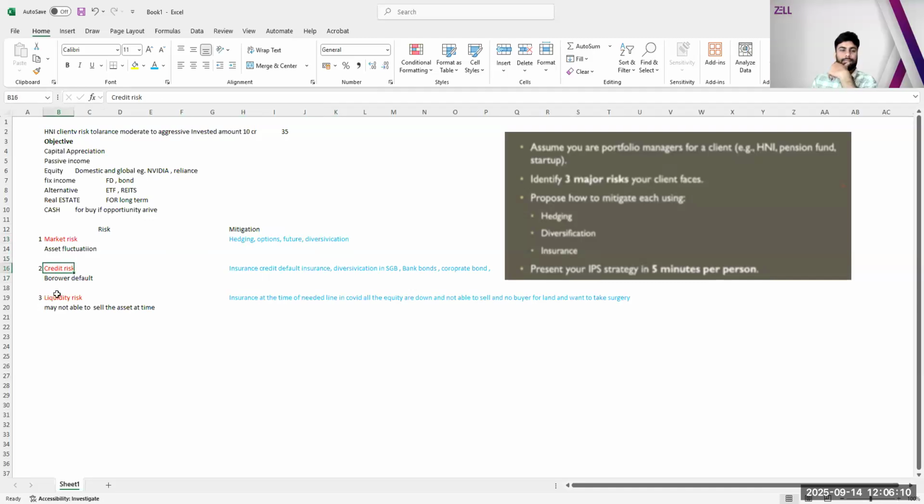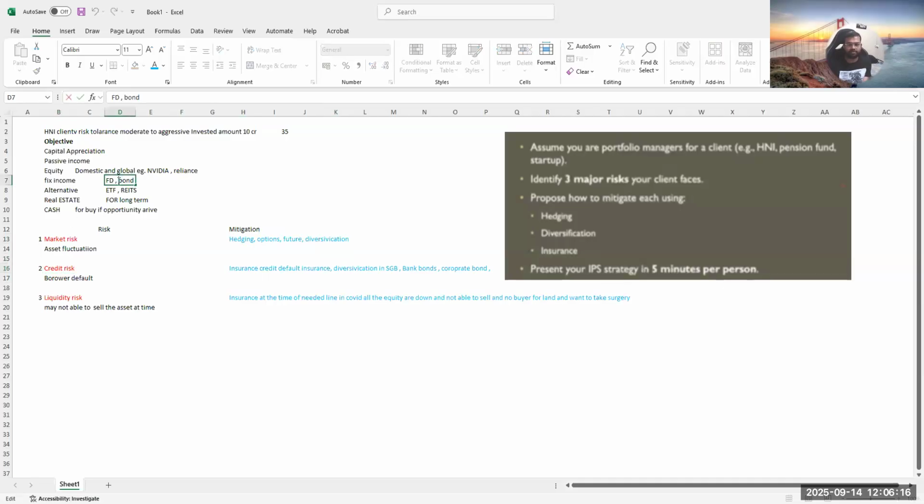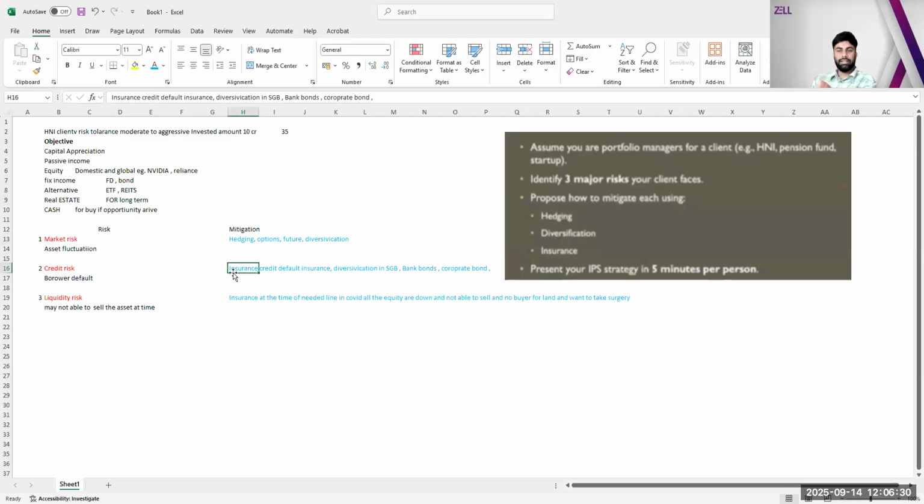Also, there is credit risk, like I am in bonds. So there can be bonds of B rating, which can default. So I can get insurance on that if anything happens. I am going to invest only in government bonds and FDs. For government bonds there is no B rating, I would say. Yes, sorry, that I get.